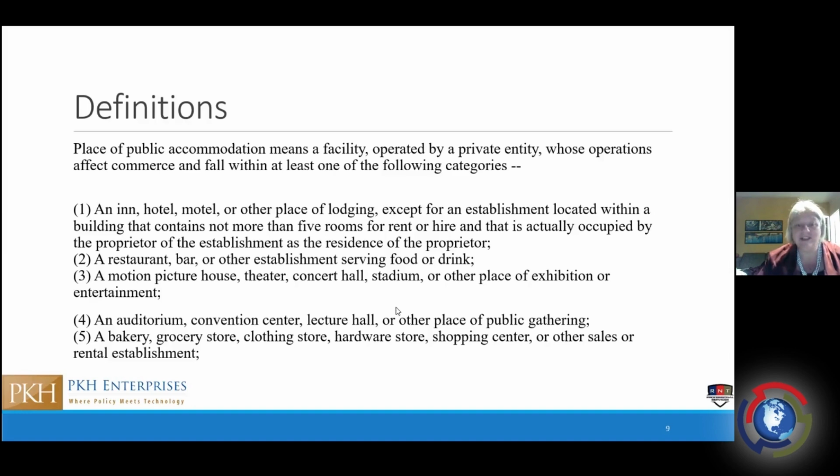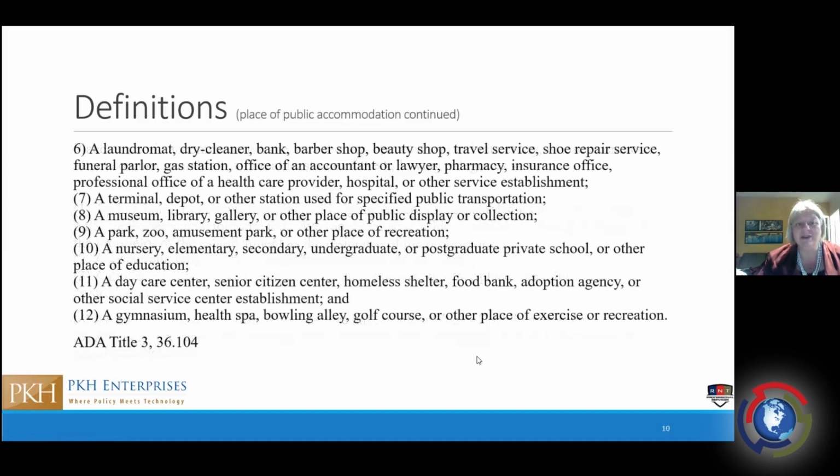But number 5 is retail. And if you look at 6, it includes dry cleaners, banks, barbershops, beauty shops, travel service, shoe repair, gas stations, accountants, lawyers, pharmacies. It includes other service establishments. So it's not just retail and entertainment, but any kind of public transportation. Museum, library, gallery means that not-for-profit and those kinds of things are still included. Places like parks and zoos, so it doesn't have to be necessarily indoors or a building. A facility doesn't mean that. And certainly schools and others. So everybody can understand the types of places that need to be accessible.